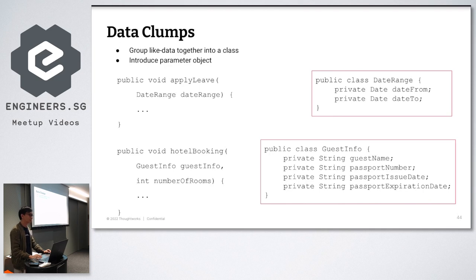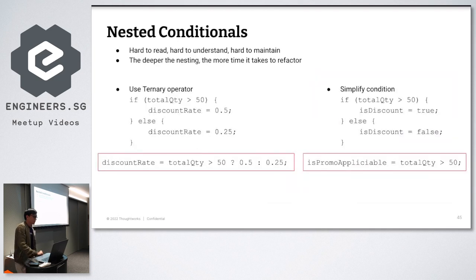Right, the next one is nested condition. Nested conditions are very common in our code base, right? There are so many layers of if else statements, or sometimes switch statements also. So why do we have this kind of nested condition? It could be that initially we just started with a very simple conditional check and we needed to add more features, or maybe we needed to fix some defects, then we end up having so many nested conditions. These nested conditions are very hard to read, hard to understand, and hard to maintain also.